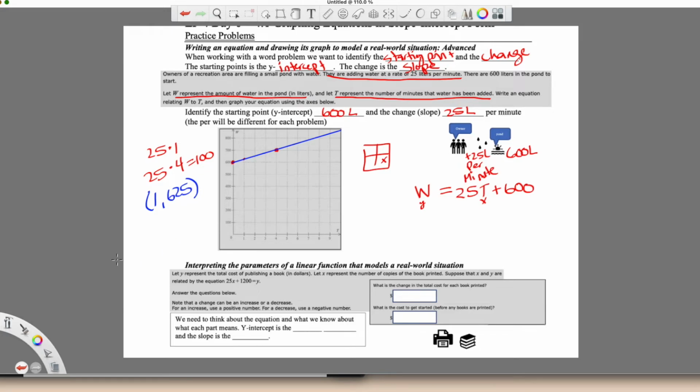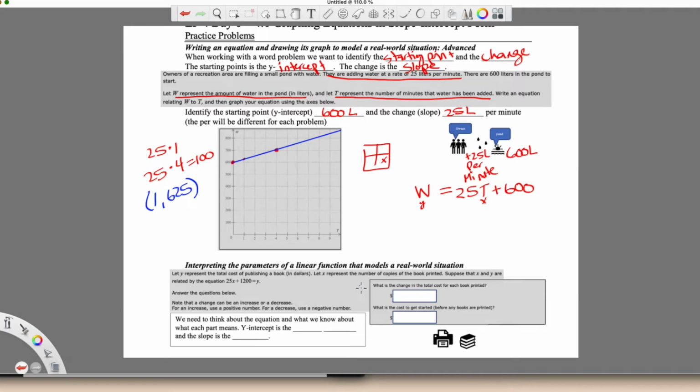All right, so this next question is interpreting the parameters of a linear function that models a real-world situation. A little bit of a mouthful there. So interpreting the parameters, meaning what are the limitations? What are we starting with? Where are my limits, literally?